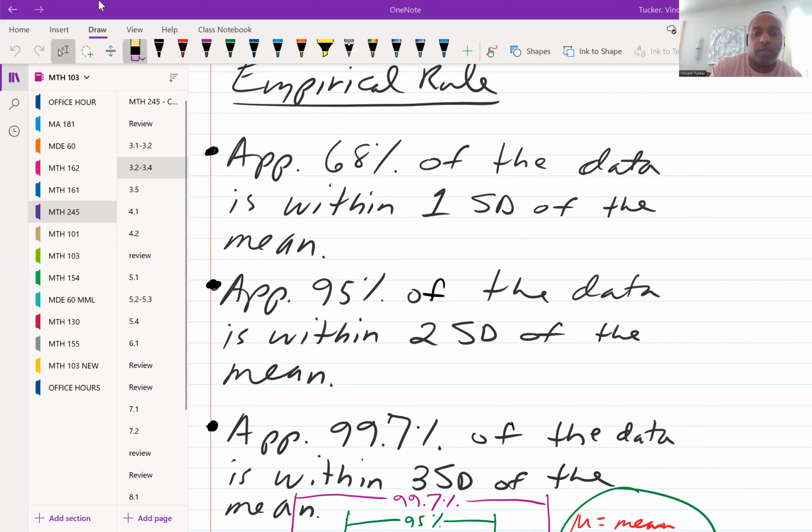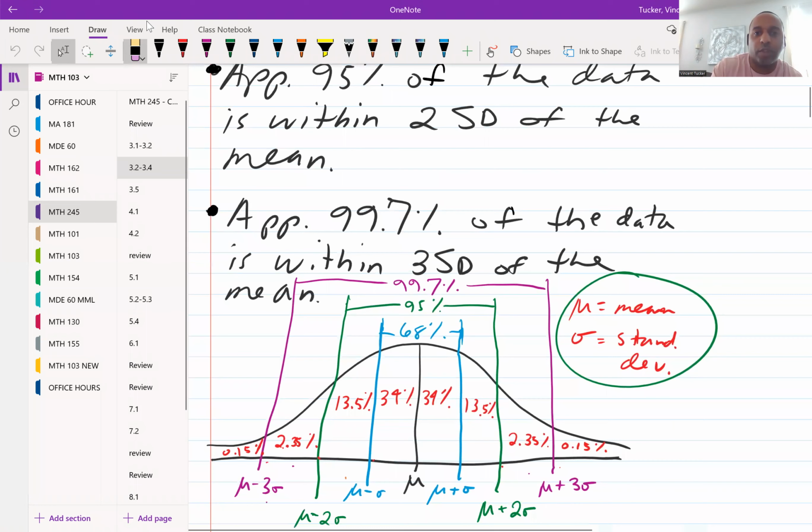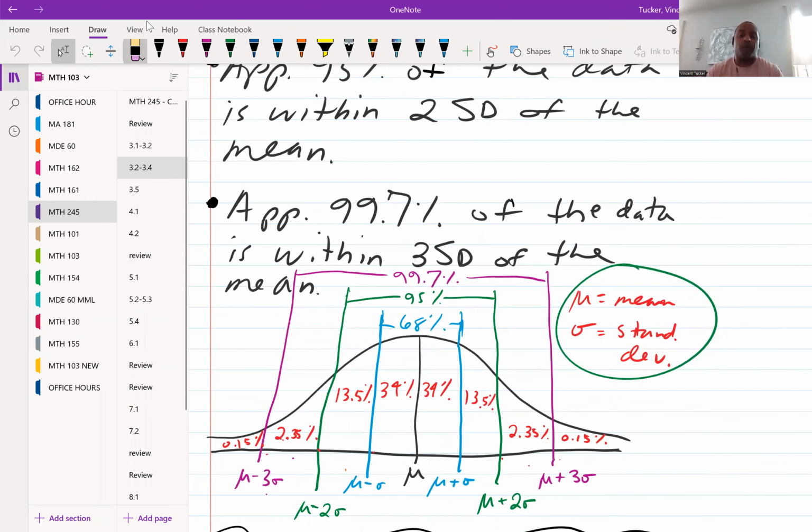All right, scrolling up some. Of course, if I scroll too far, let me know. So this is the diagram that goes along with those three statements. This is our normal distribution. Remember we talked about that on the first day of class. Our normal distribution, a bell-shaped curve.